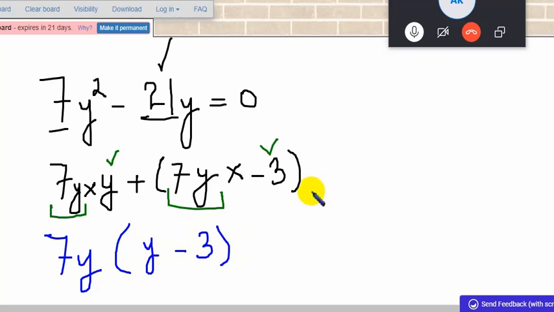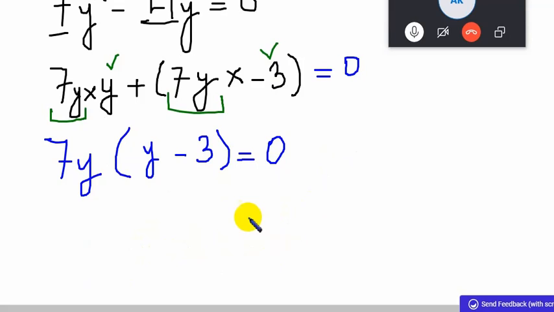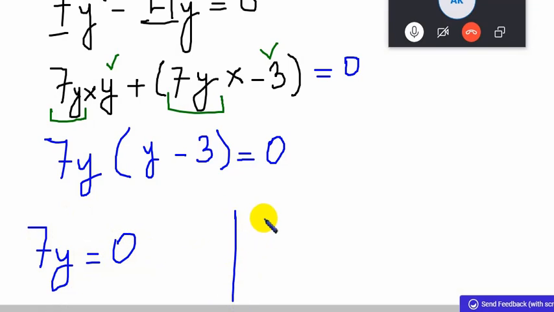And we forgot to write down equals 0 in the first step. Let's write it down, and the second one is also equal to 0. Now we will use the zero factor property. The zero factor property tells us that if the product of two factors equals 0, then either the first one equals 0, so either 7y equals 0 or the second factor, y minus 3, equals 0.